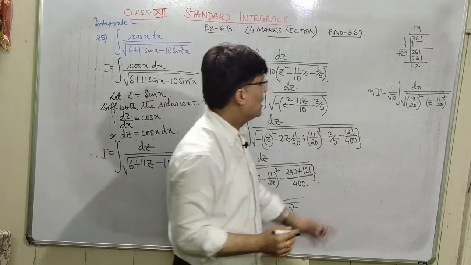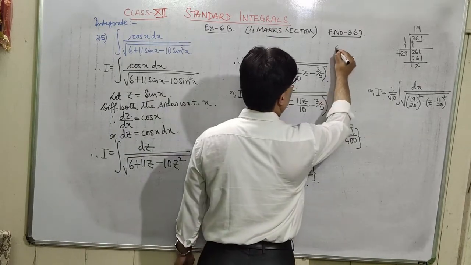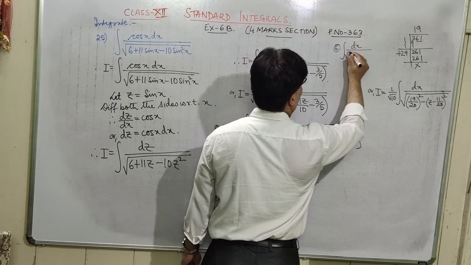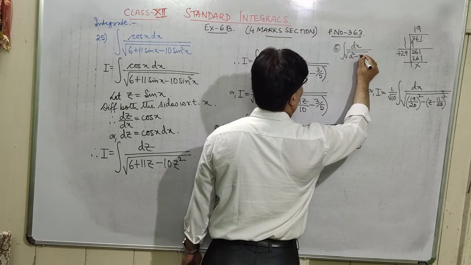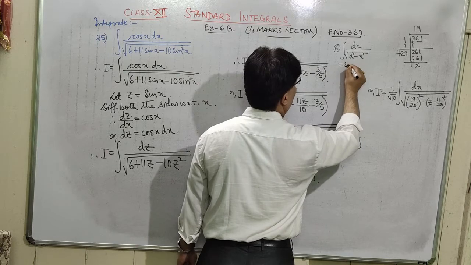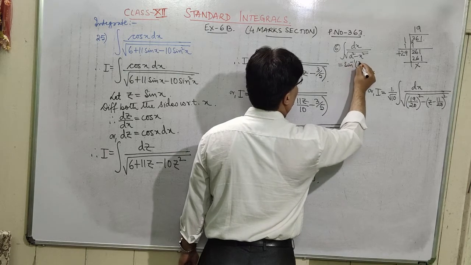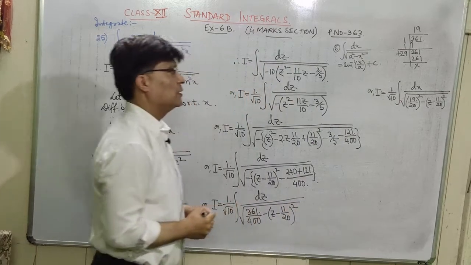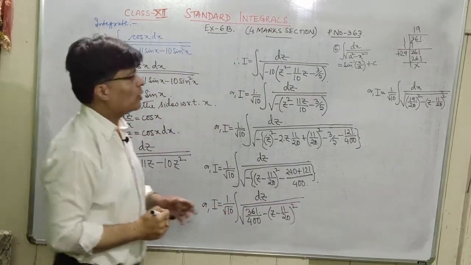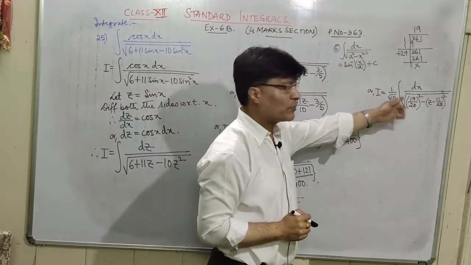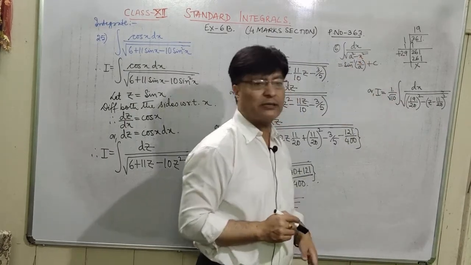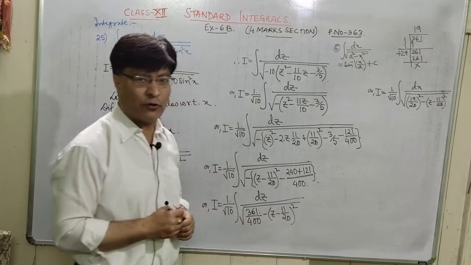So this is the sixth standard form. What is the sixth standard form? Integration of dx divided by root over a square minus x square, which is equal to sine inverse x upon a plus c. Is that clear to all of you? So now compare these two standard forms. Here a is equal to 19 by 20. What is x here? It is z minus 11 by 20. That is the sixth standard form.